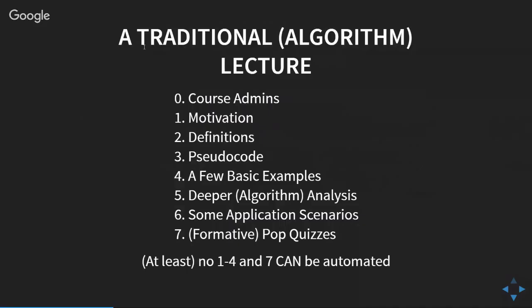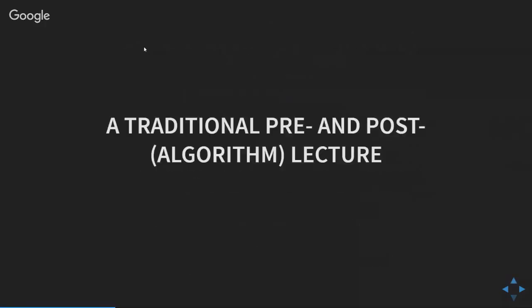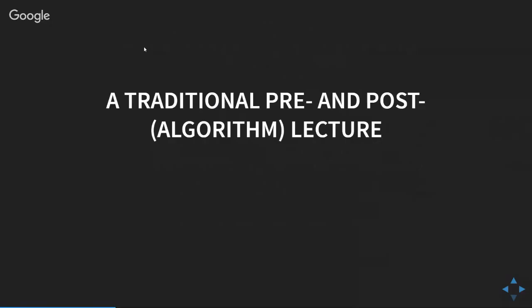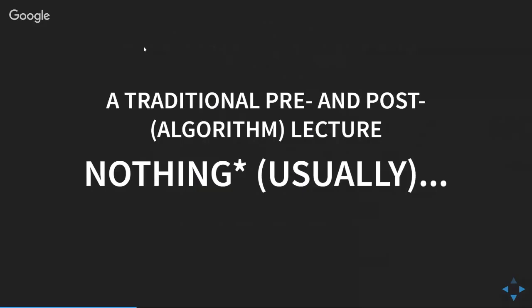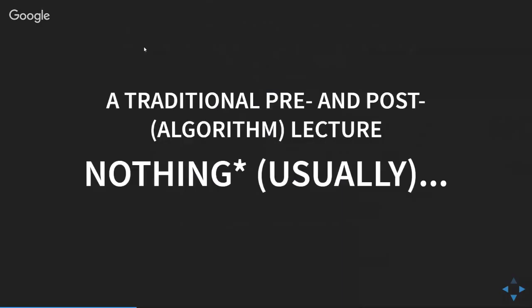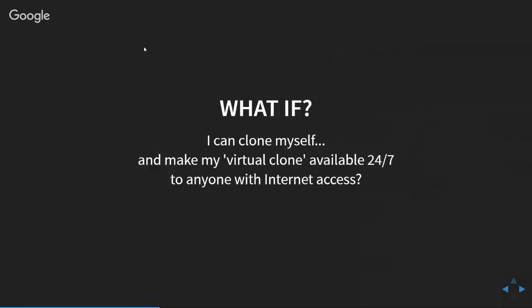Then I realized that some of this can be delegated to machines to automate. Before the class and after the class, what usually happens? Nothing. Before the class, the students read the lecture notes beforehand, and after the class, not many people review until the test. So what can I do to improve this? What if I can clone myself and make my clone available on the internet?